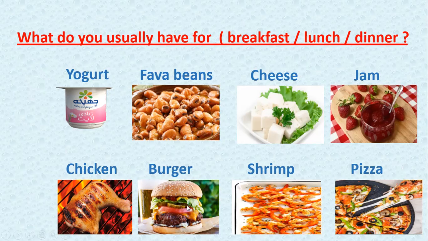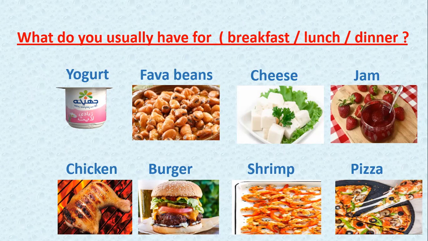For example, he usually eats shrimp. By the way, we say shrimp. We don't add s, because it's a common mistake. They add s to shrimp, but it's shrimp. We have some words we don't add s or es to. For example, fish. The plural of fish is fish, not fishes. Shrimp, not shrimps.